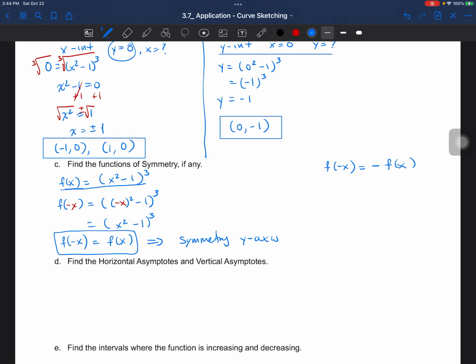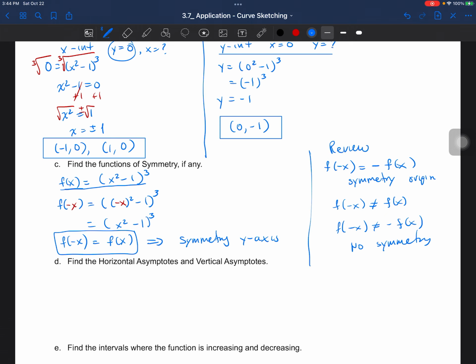The other outcome that you can get is that you plug in negative x, and the end result happens to be minus f of x. In that case, this is symmetry with respect to the origin. And then you can also get that negative x does not equal any of those, right? That is not equal to one of those two options. In that case, there's no symmetry.